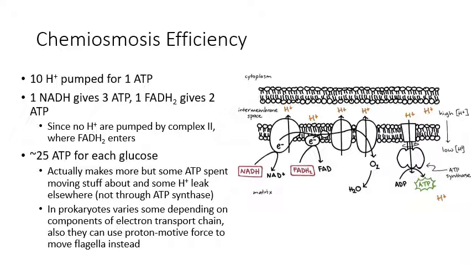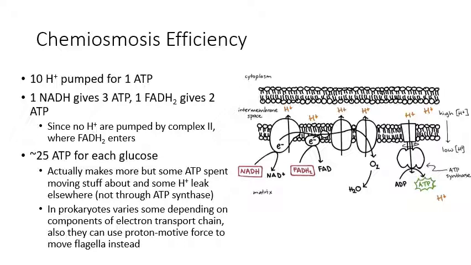How many protons you're pumping across the membrane is going to depend on if you're using electrons that came from NADH or if you're using electrons that came from FADH2. If you're using electrons from NADH, they enter the electron transport chain earlier and they're able to pump more protons across the membrane. So that's a bit more efficient. Our best estimates are that for every NADH, you're making about 3 ATP, and for every FADH2 that drops its electrons off at the electron transport chain, you're making 2 ATP.